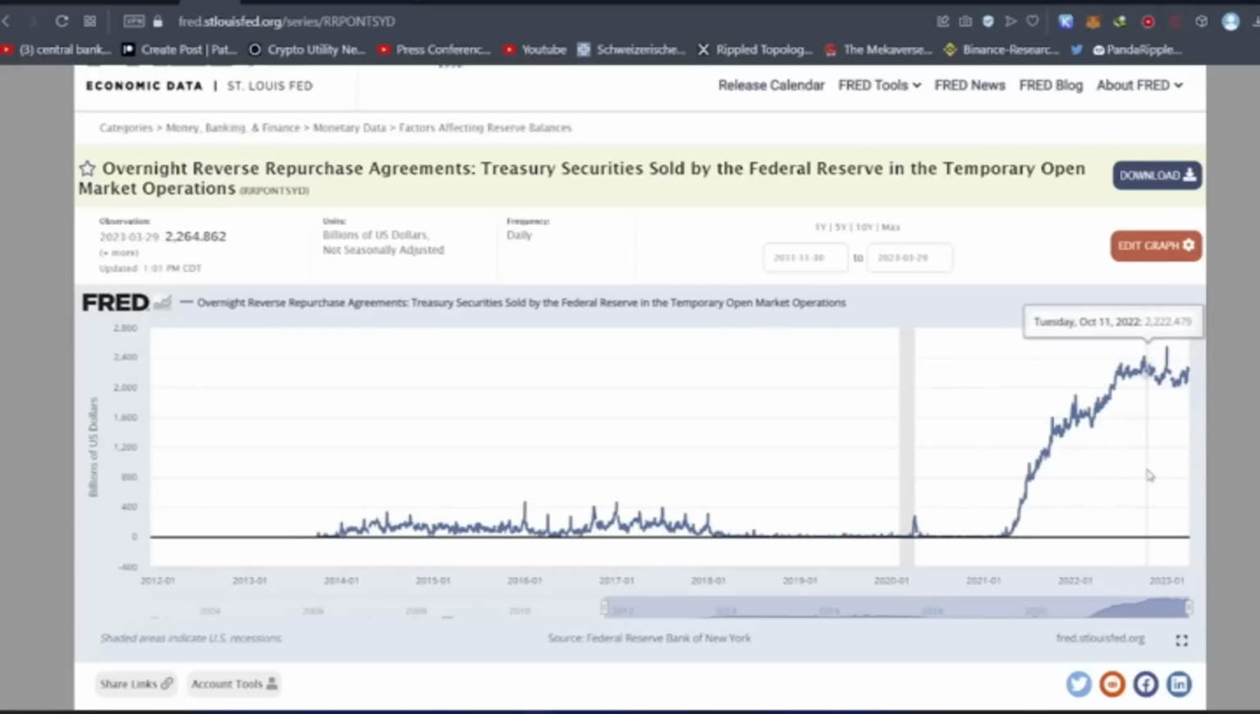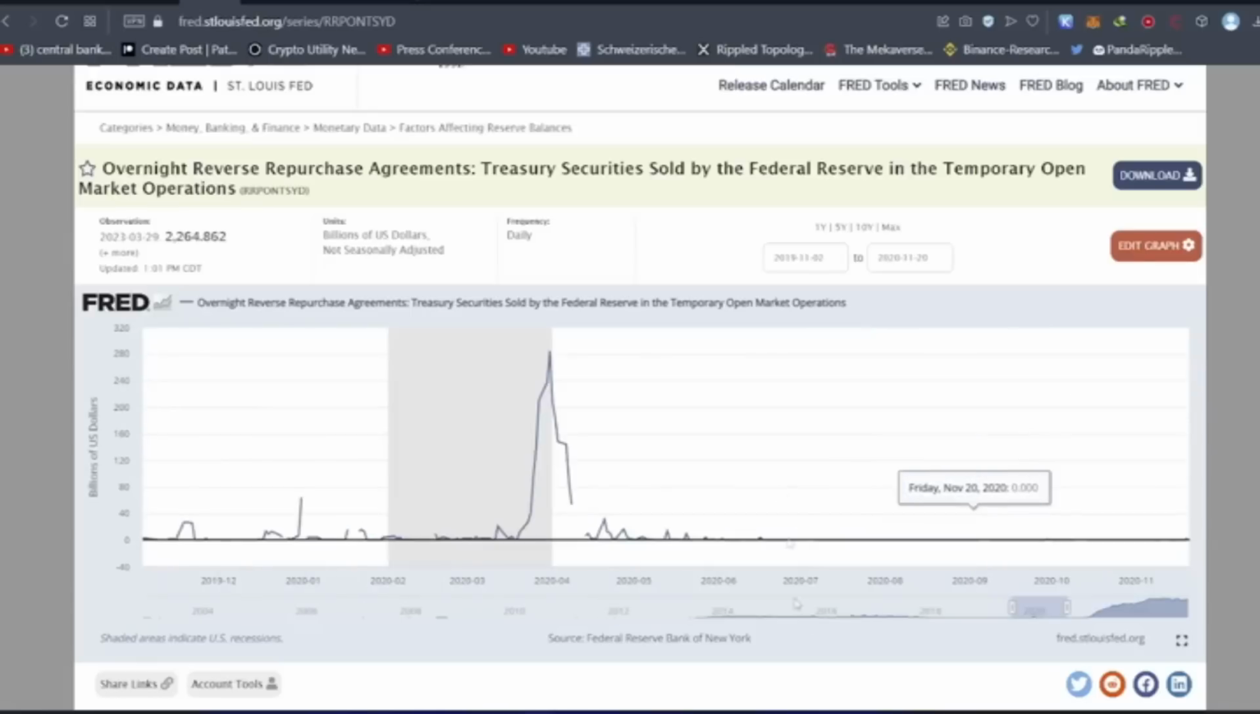We saw SVB as well as other banks have some really bad problems because depositors are taking their funds and putting them into money markets. They're taking their money out of the bank account and putting it into money markets that are giving them 4% interest. So the Fed is partly responsible for this high interest rate.